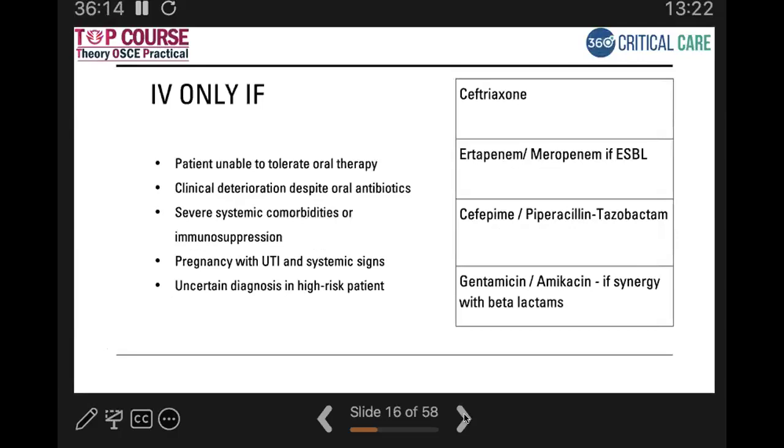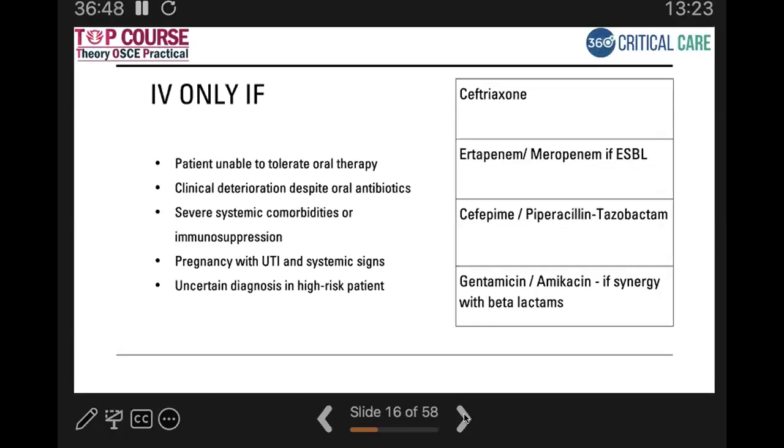IV antibiotics only if the patient is unable to tolerate the oral therapy, or if the patient is deteriorating even after starting oral antibiotics, or if the patient has gross immunosuppression, or pregnancy with the UTI and systemic signs, or the patient is in florid sepsis. That is when you start IV antibiotics. So what are all the choices? You can start baseline ceftriaxone if the patient is stable and there is no ESBL organism. If the patient has ESBL, or with the carbapenem, then you can start with ertapenem or meropenem.